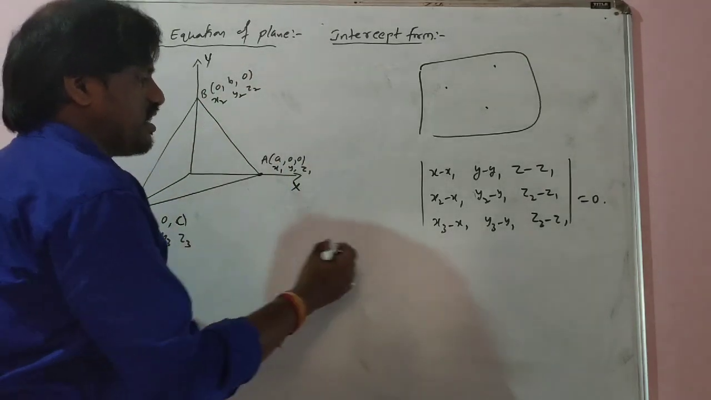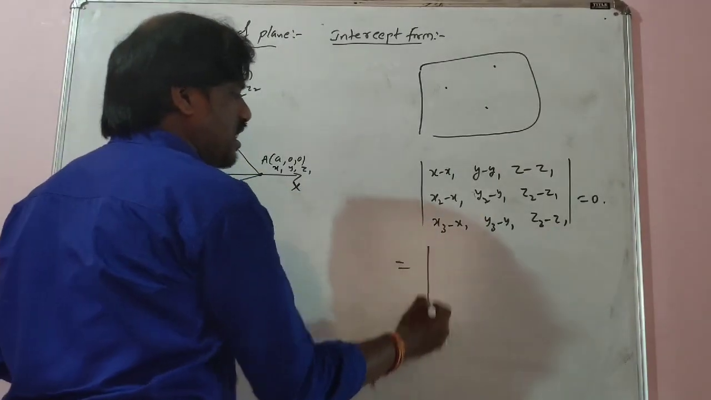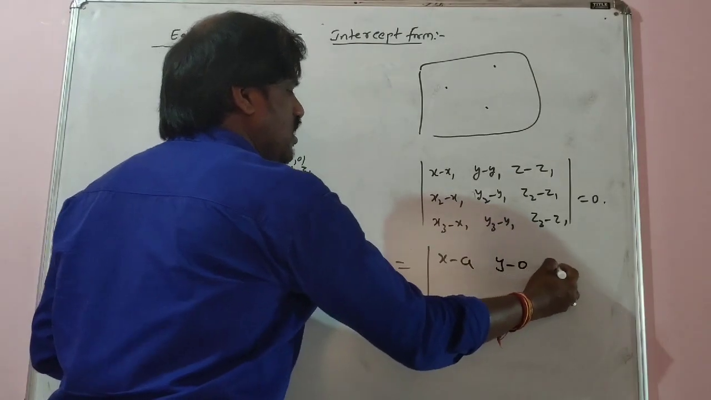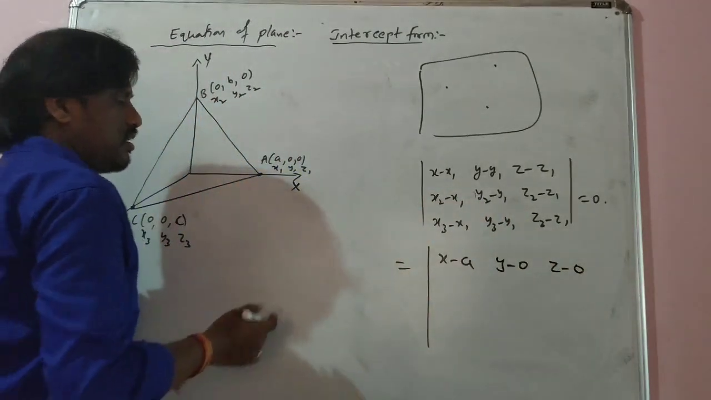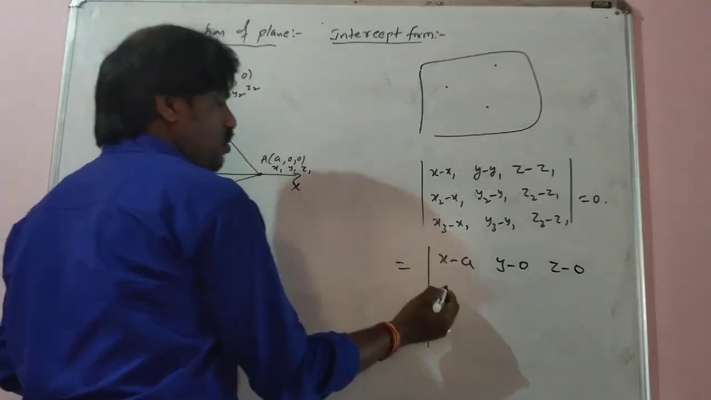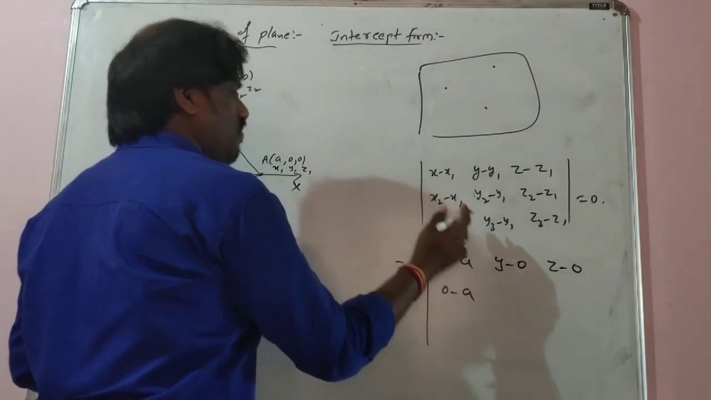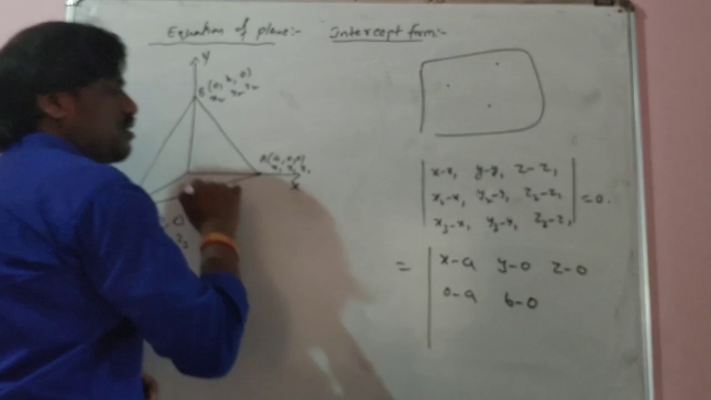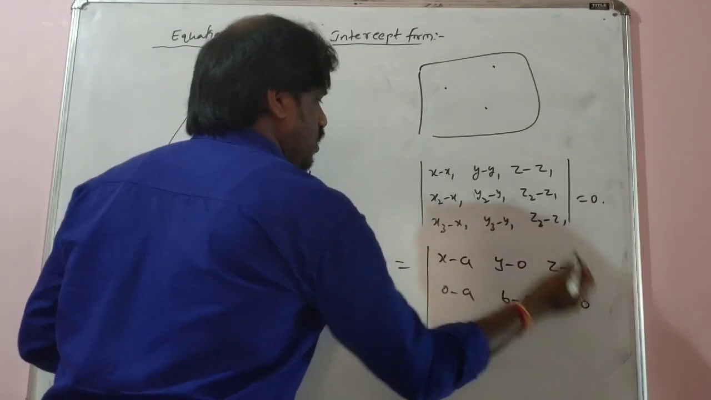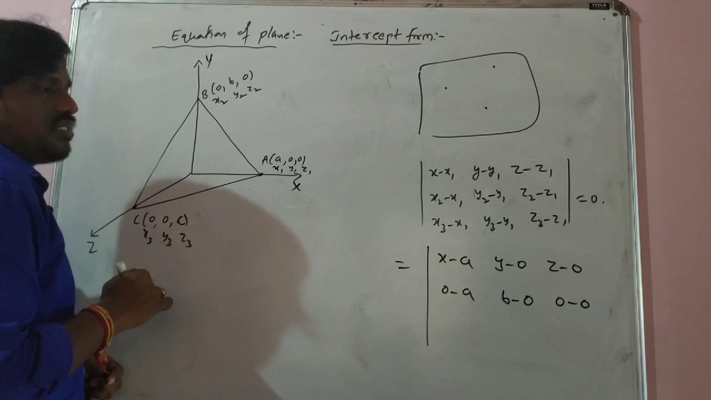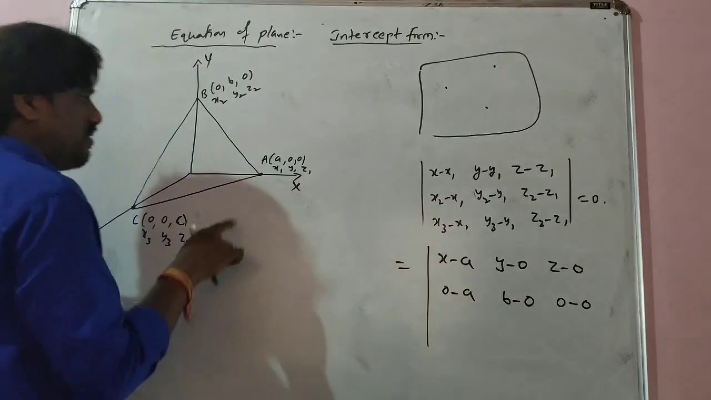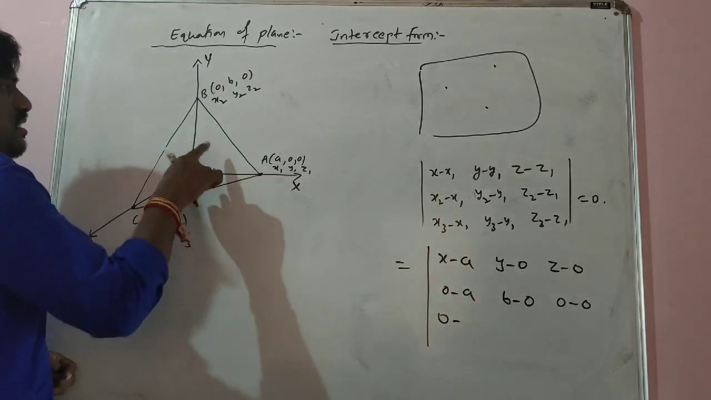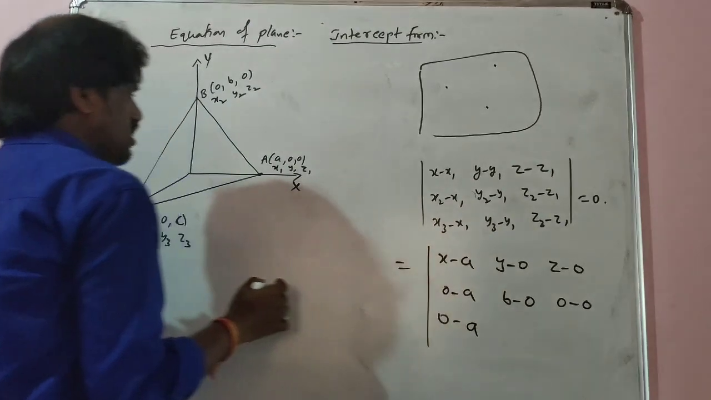Now if I want to find the equation of the plane, I can write x minus x1, which is x minus a, y minus y1 is y minus 0, z minus z1 is z minus 0. And x2 is 0, so 0 minus x1 is minus a. Y2 is b, so b minus y1 is b minus 0. Z2 is 0, z1 is 0, so 0 minus 0. And x3 minus x1: x3 is 0, minus x1, which is a.